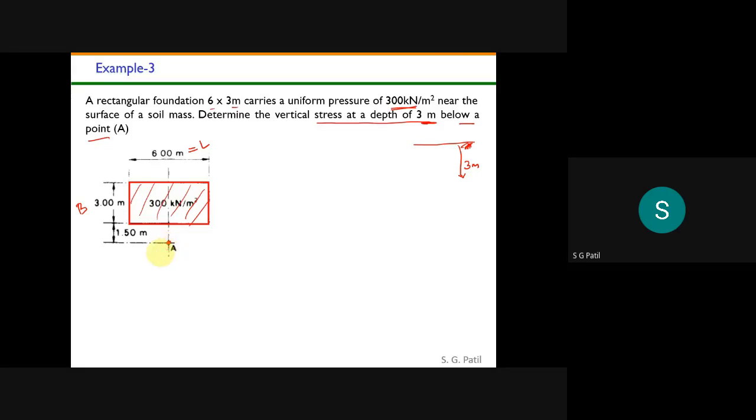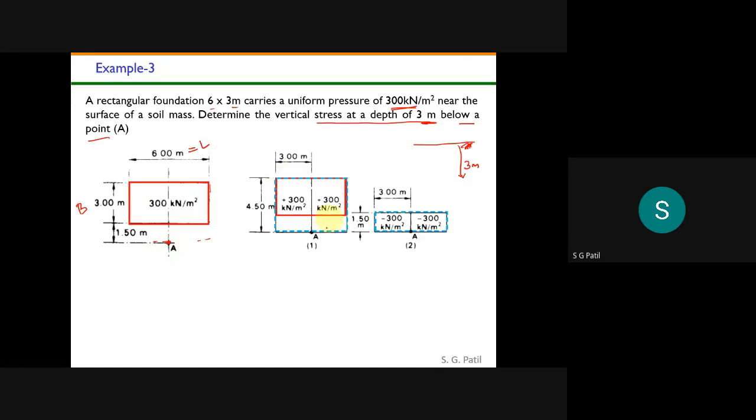Okay, so what should be the condition here? The point A should be the corner of the rectangle. You have to construct one big rectangle here. Then you remove this portion of the rectangle. If you remove this portion of the rectangle, then I will get the stress increase due to the applied load. Okay, so whatever this figure is there, this figure can be redrawn so that my point A will become the corner of those rectangles. See this one.